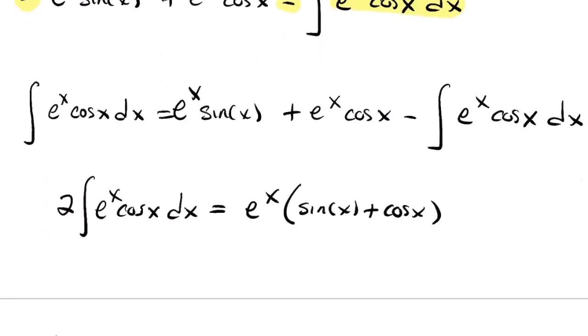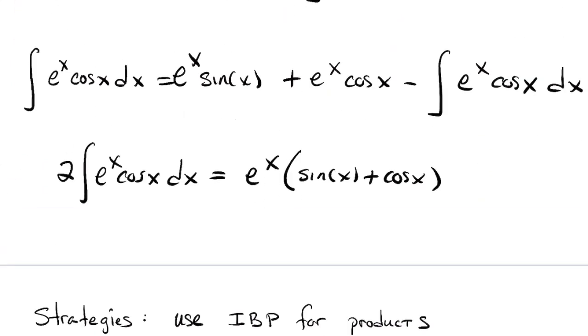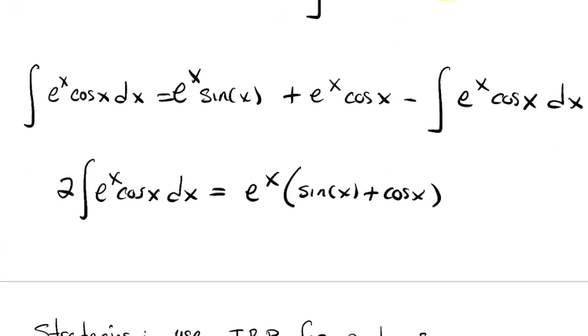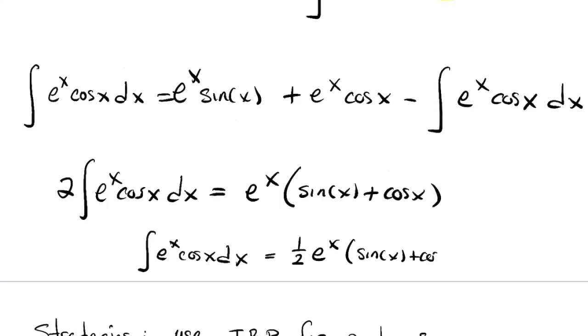Okay, and if I just divide both sides by 2, oops, I'm almost out of room here. If I divide both sides by 2, the question we asked, what's the antiderivative of e to the x times cosine x? Well, it's 1/2 e to the x quantity sine x plus cosine x. Well, plus a constant.